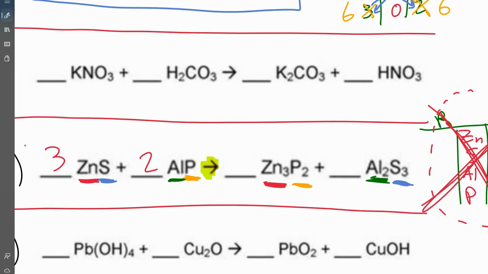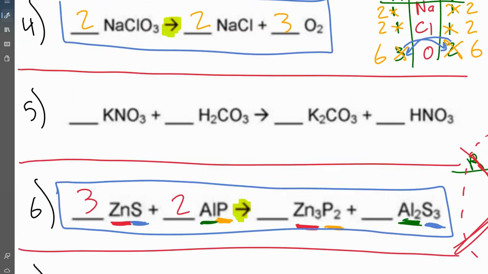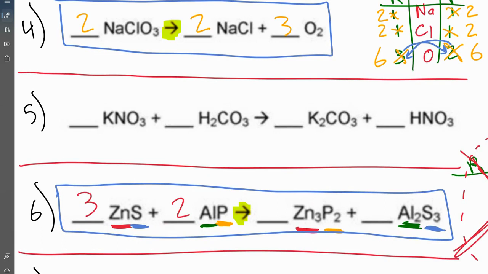So that is our reaction right there. So we have 3 zinc sulfides plus 2 aluminum phosphides yields, remember this is 1 zinc phosphide plus 1 aluminum sulfide. All right, I'm going to go back up to number 5 now. Halfway done with the examples, but I'm going to take the rest of these a little bit faster.